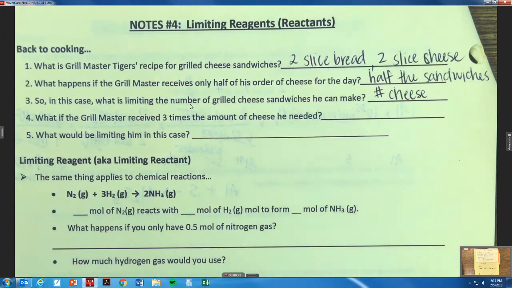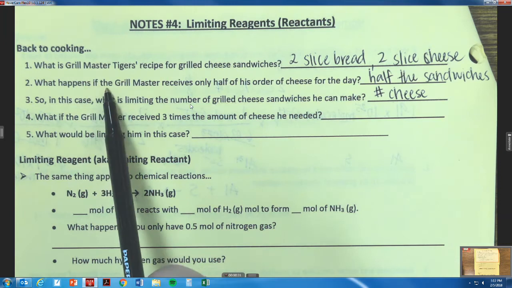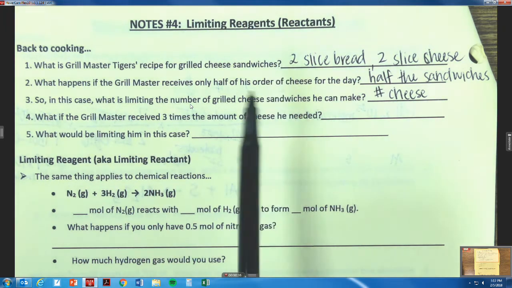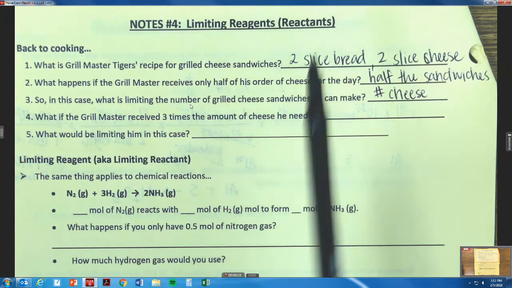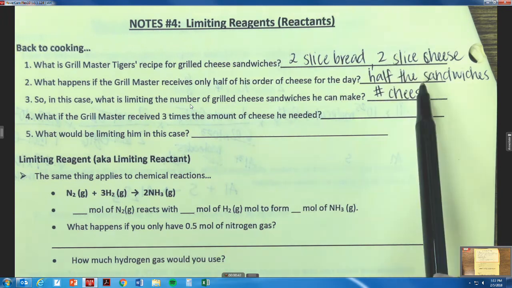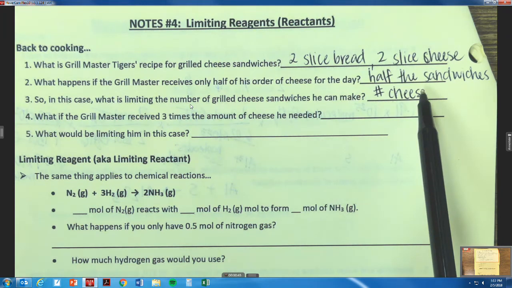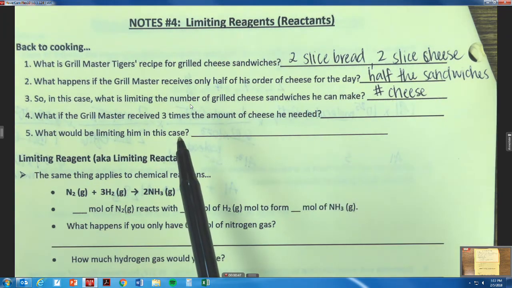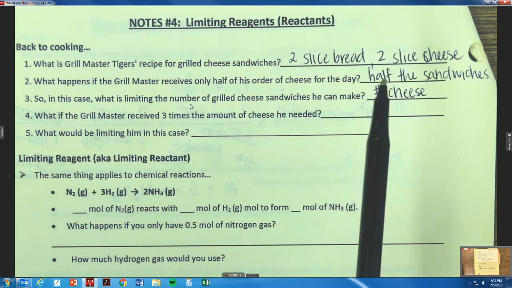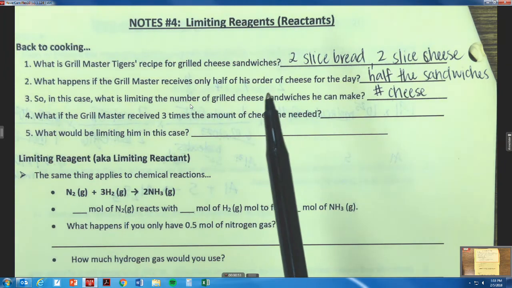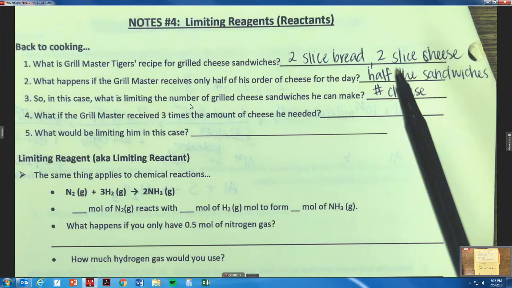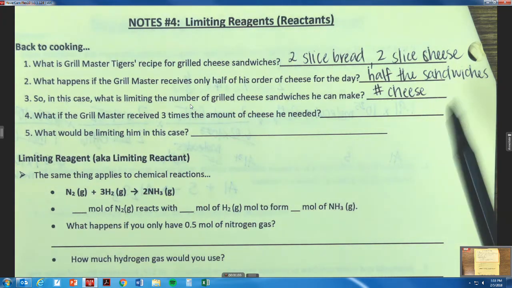If you remember last week, we talked about Grill Master Tiger's recipe for grilled cheese sandwiches. His recipe uses 2 slices of bread and 2 slices of cheese to make one sandwich. So number 2, what happens if Grill Master receives only half of his order for that day? Well, he'll only be able to make half of the sandwiches that he originally planned to make.